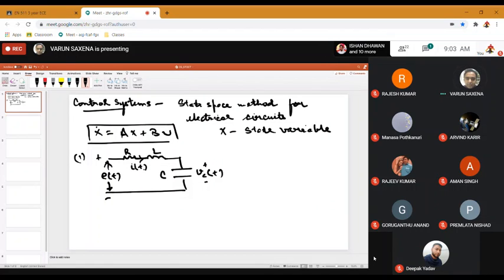Okay. So I want to formulate a state space model for this circuit, and then we'll see how we can create a signal flow graph and block diagram and calculate transfer functions and all that. So that is basically the objective.